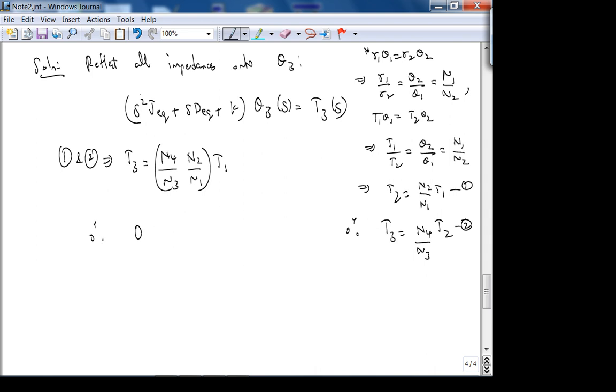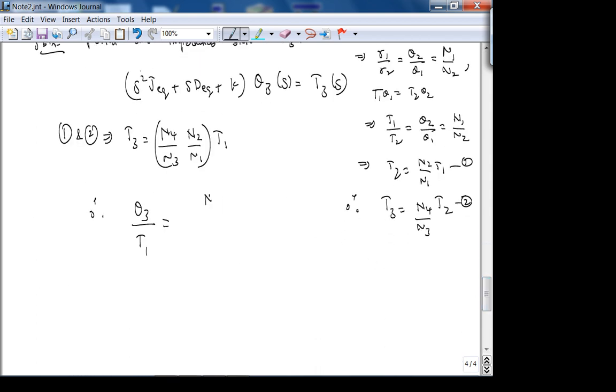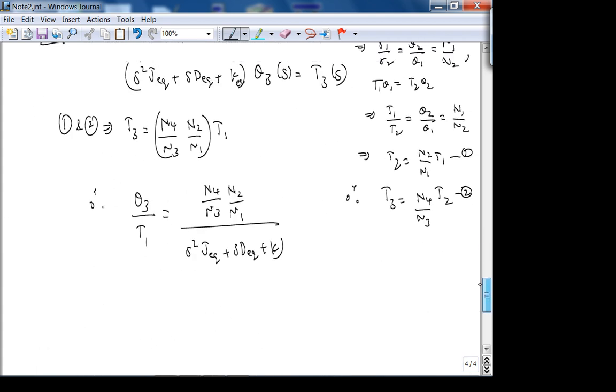Therefore, we have theta 3 over T3, actually theta 3 over T1. Isn't that what we want? Yes. So we have N4 over N3, N2 over N1, yes, over S squared JEQ plus SDEQ plus KEQ. Is that a K? No, there is no K, all right? So KEQ is 0, there. Is that clear?